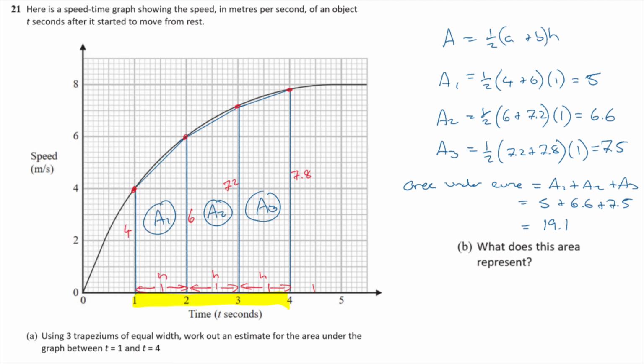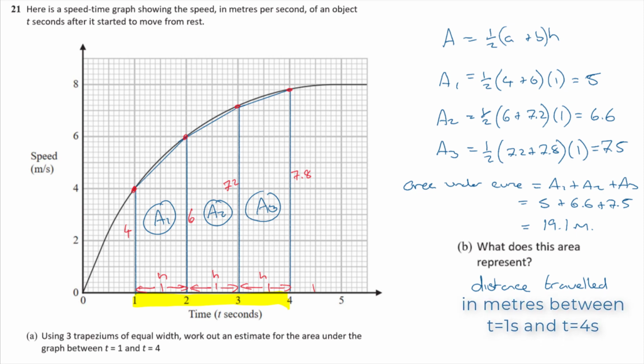Now, what does this area represent? Well, the area under a speed time graph is distance, isn't it? So it represents distance traveled. So presumably that 19.1, because I had speed in meters per second and time in seconds, I'm assuming then that's 19.1 meters that the object traveled during the course of the time between 1 and 4 seconds.